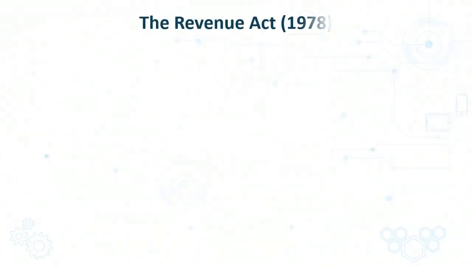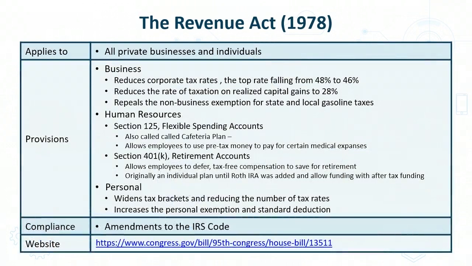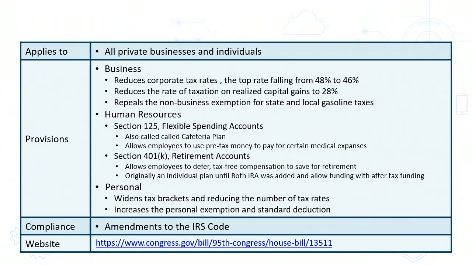The Revenue Act of 1978 contains several changes in federal tax laws that affect the business and individual taxpayers. Businesses were most pleased with the reduced corporate tax rates and the rate of taxation on realized capital gains. The Act added 2 important sections to the Internal Revenue Tax Code relevant to employee benefits.